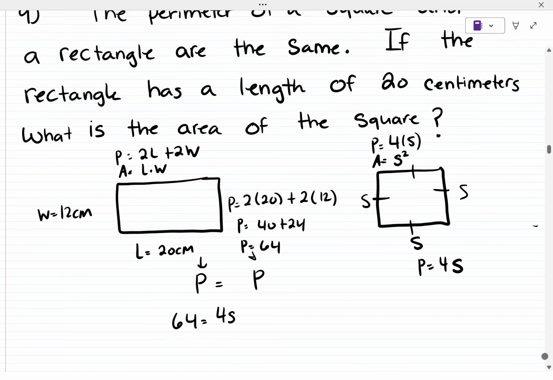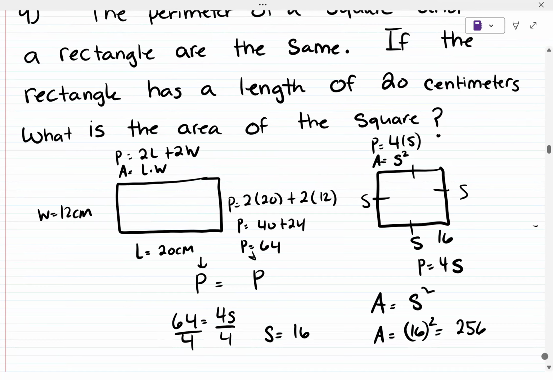And we can find our S by dividing both sides by 4. And you get S equals 64 divided by 4, which is 16. So we just found the side of the square, which is 16. What are they asking you? What is the area of the square? Now we can find the area of the square. The area of a square is S squared, and we know that each side is 16. So 16 squared is going to be 256 centimeters squared.